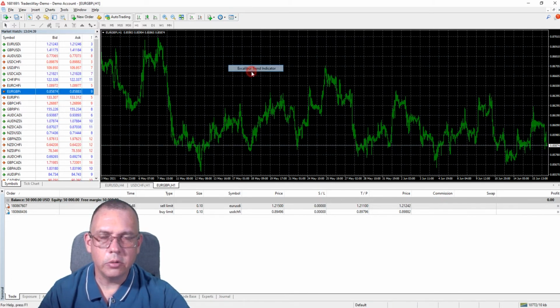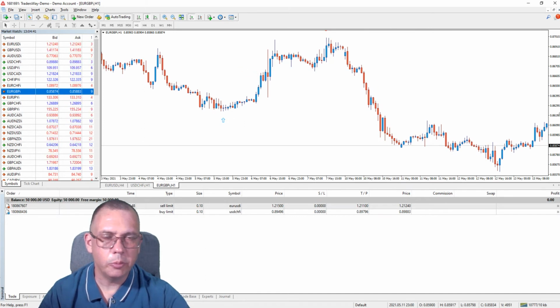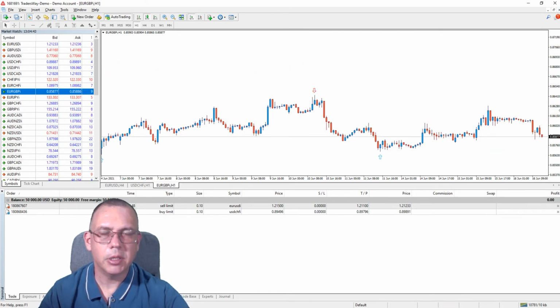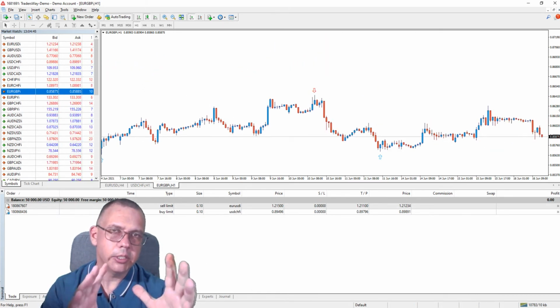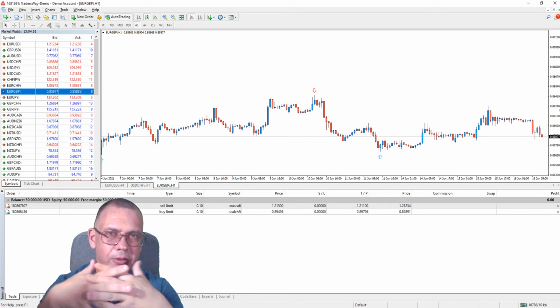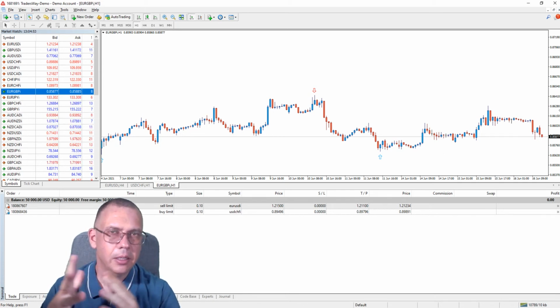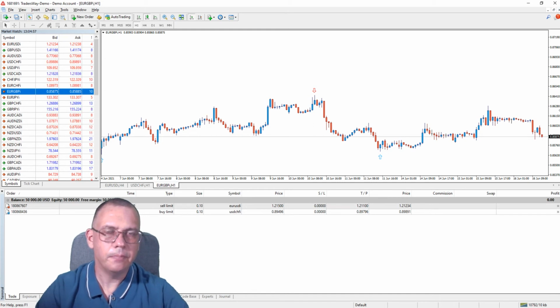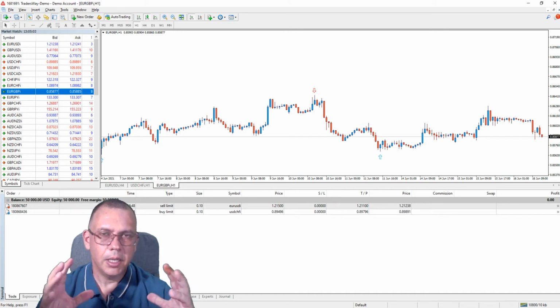The euro and GBP, the Great British Pound, generally go in the same direction. They mimic each other, follow one another. But what happens when you put the two together? They cannot go the same direction. If one goes up, the other goes down, right? So you get what's called a gridlock.